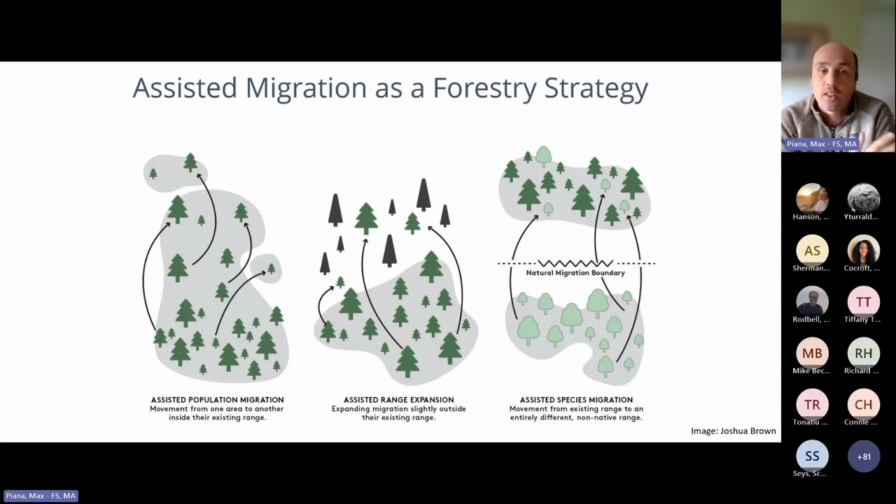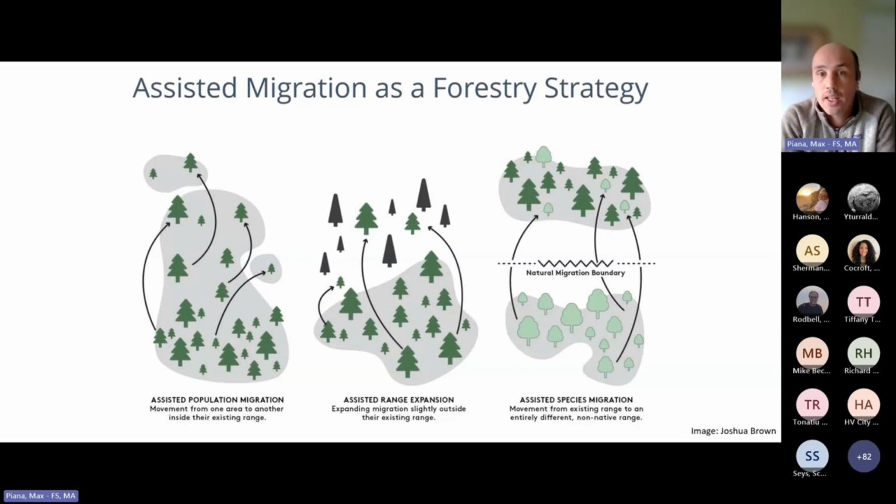On the more conservative side, on the left-hand side there, you see assisted population migration. So this is just moving species within their range, so moving perhaps southern provinces more northward. In the middle there, you see assisted range expansion. So it's taking the northern edge of species and advancing that species just beyond that edge.